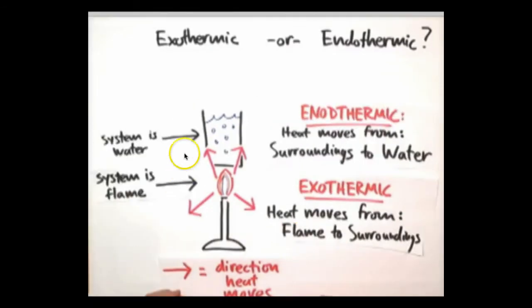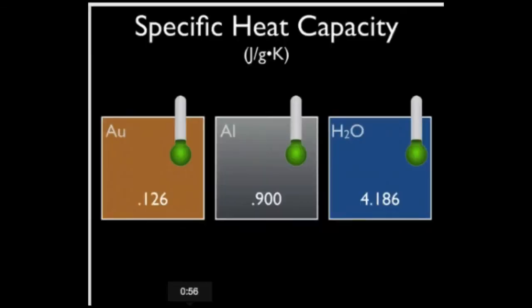So this shows you that if you consider the water the system, then heat is moving from the surroundings into the system. So it's endothermic because it's moving into the water. Or if you consider the flame the system, then heat is moving from the flame to the surroundings, so it's exothermic. So envision those little E's moving depending on which system you're thinking and talking about.